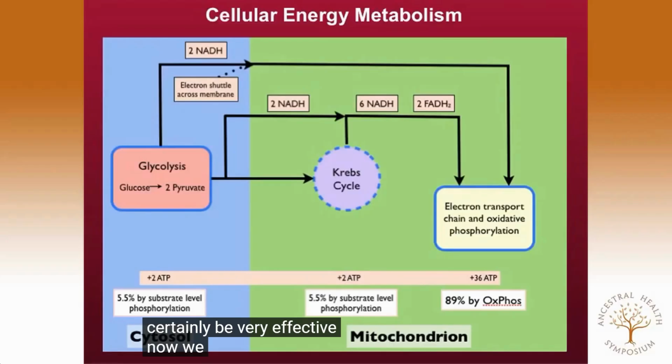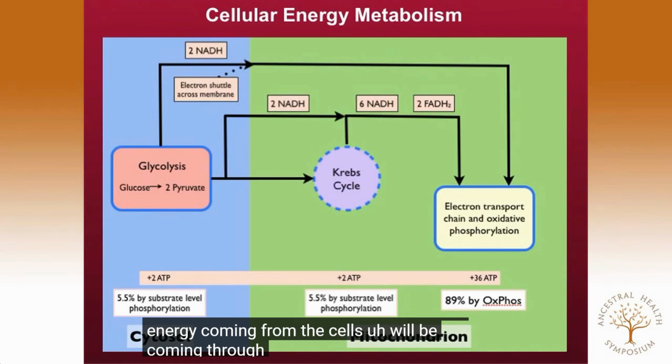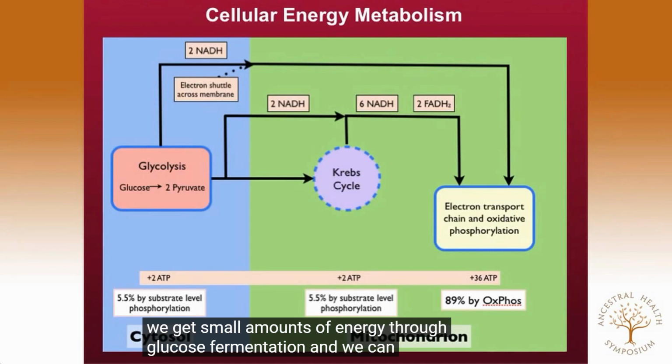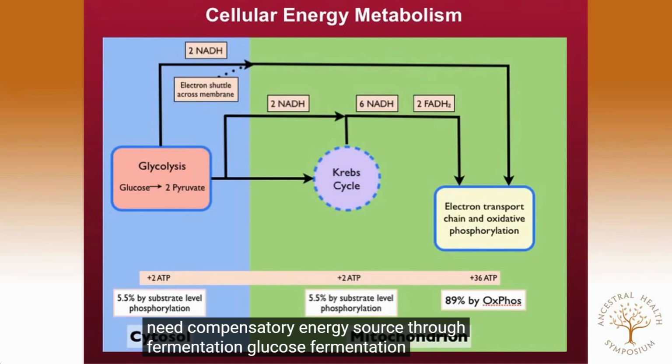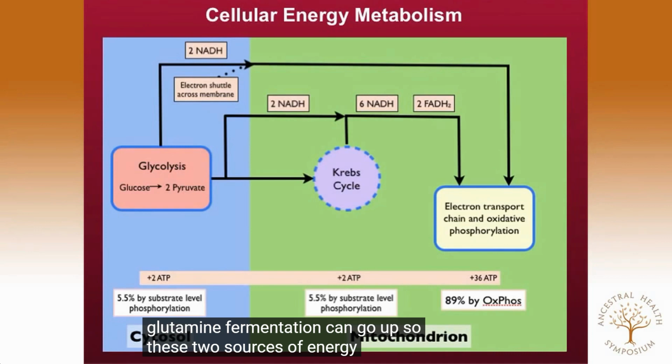Now, we know that in metabolism, most of the energy coming from the cells will be coming through oxidative phosphorylation. We get small amounts of energy through glucose fermentation, and we can also get energy through the Krebs cycle. Cancer cells have damage to oxidative phosphorylation, thereby needing a compensatory energy source through fermentation. Glucose fermentation goes way up in many cancers, and glutamine fermentation can also go up. So these two sources of energy can compensate for the loss of OxPhos.